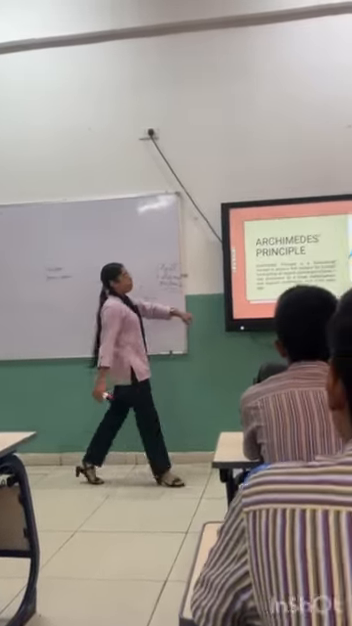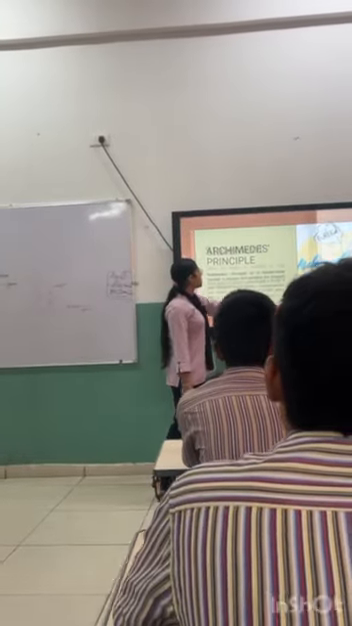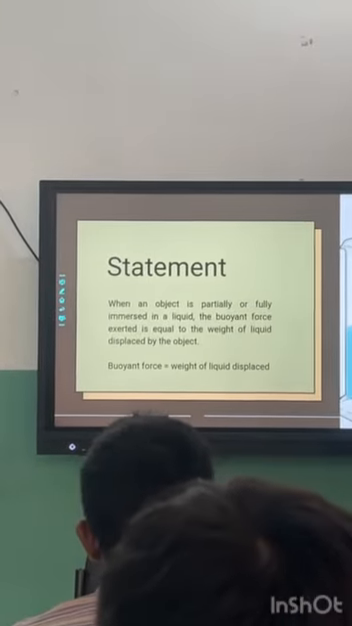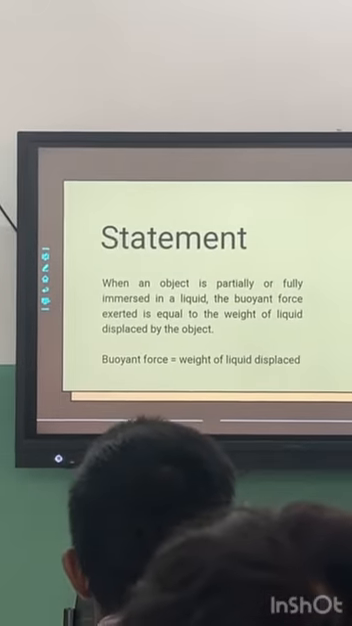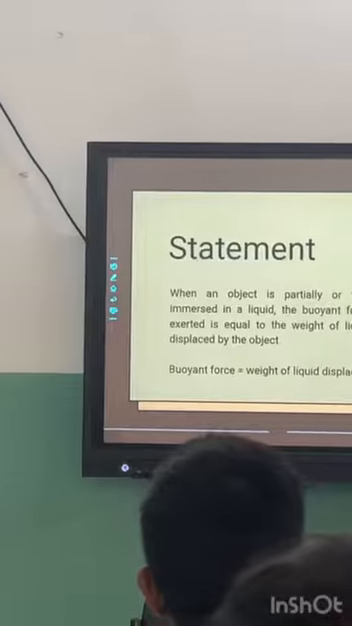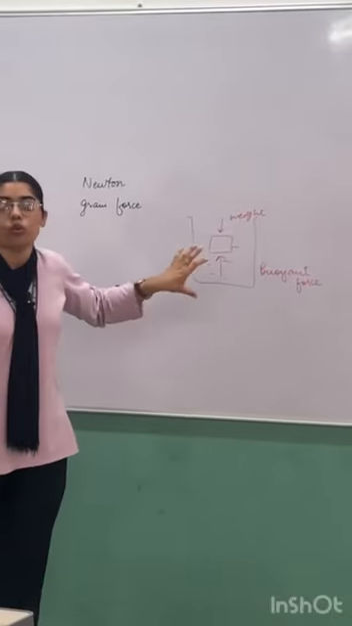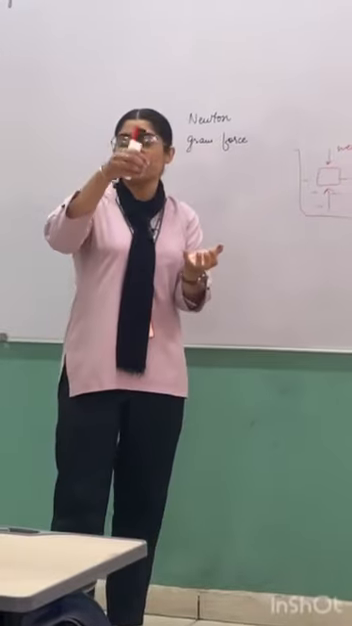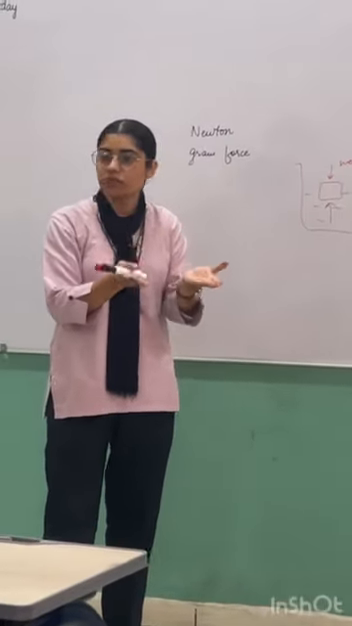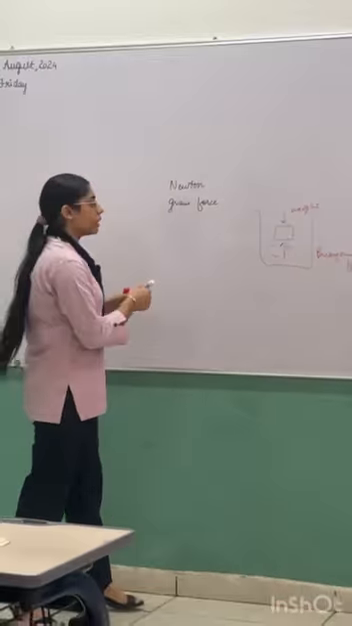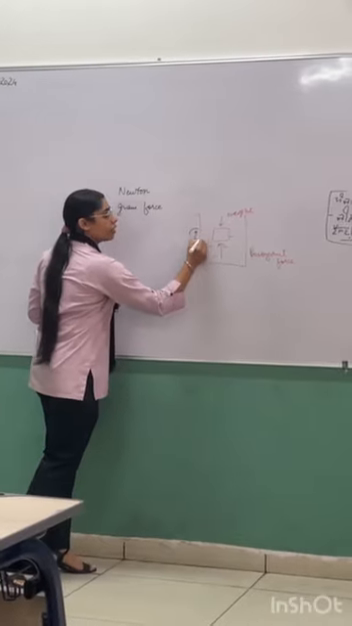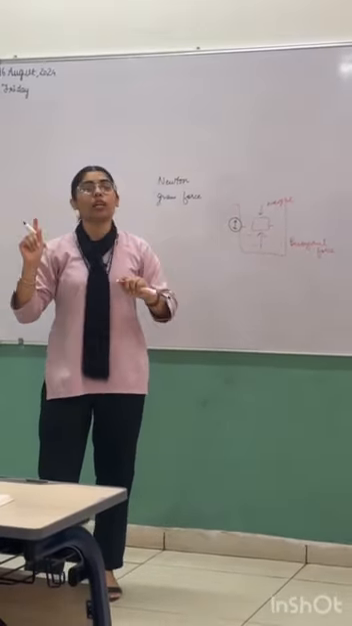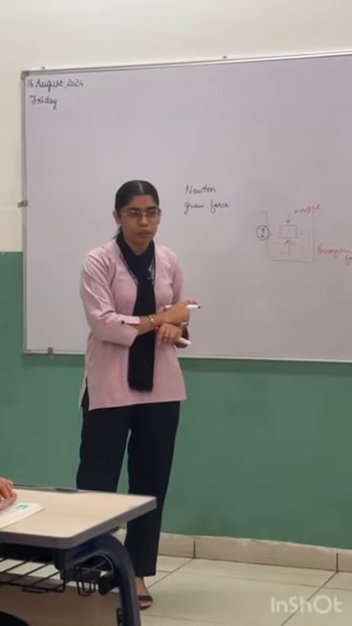Now, according to Archimedes' principle, when you immerse any object inside the liquid, what happens? A buoyant force is exerted. Archimedes told us the value of this buoyant force. How much buoyant force will be exerted? When the crow is putting stone inside the water, the water level is rising. The weight of that liquid which is rising will be equal to the buoyant force, right?